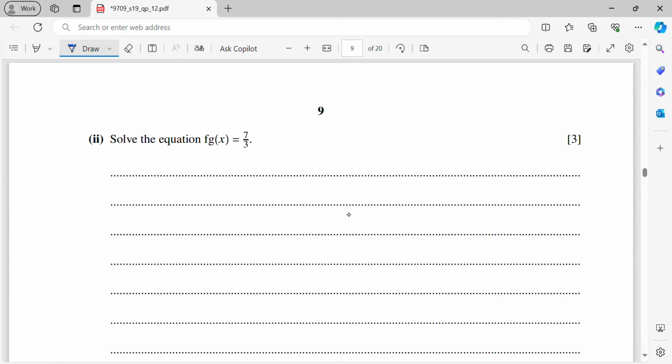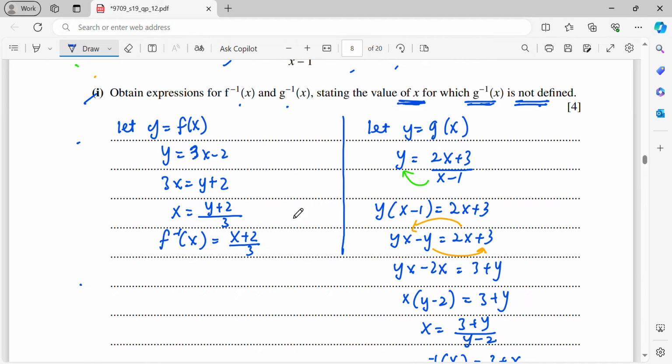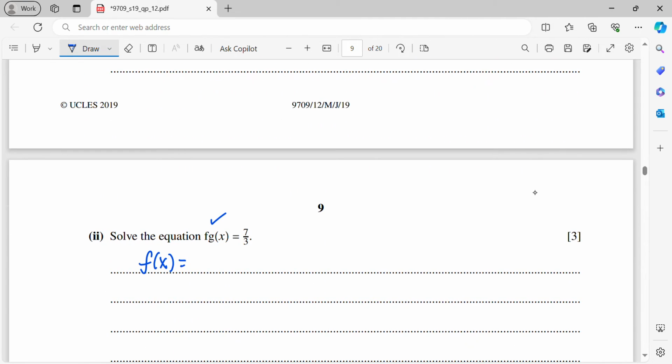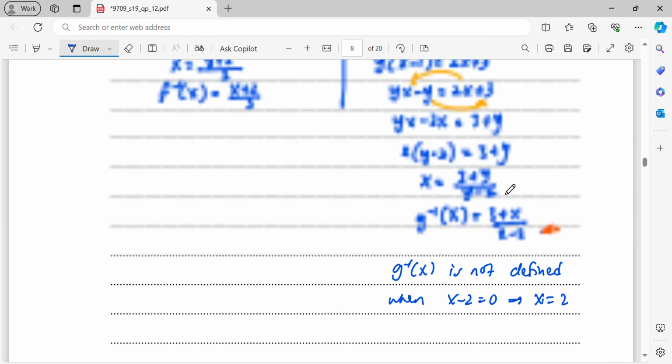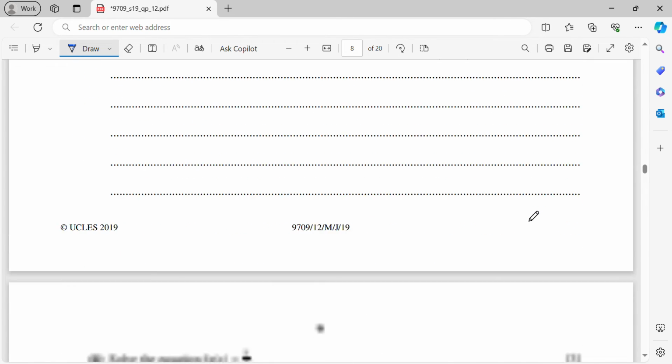Now part 2, solve the equation fg(x) equals 7/3. The fg(x) is basically the composite function. So now I will rewrite my f(x) equals 3x minus 2, then my g(x) equals (2x plus 3) over (x minus 1).